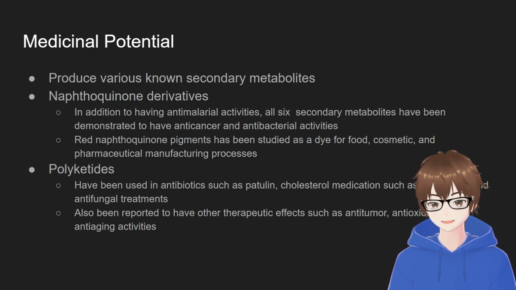Then also there's a red pigment in it that has been studied as a dye for food, cosmetic, and then also pharmaceutical manufacturing processes. Then we have polyketides. They have been used in antibiotics such as patulin, cholesterol medications such as compactin, and then also antifungal treatments. They also have been reported to have therapeutic effects such as anti-tumor, antioxidant, and then also anti-aging activities. So this helps with cholesterol, antibiotics, and then also antifungal, while also having anti-tumor, antioxidant, and anti-aging activities. So there are quite a few different ways that this could be used medically.